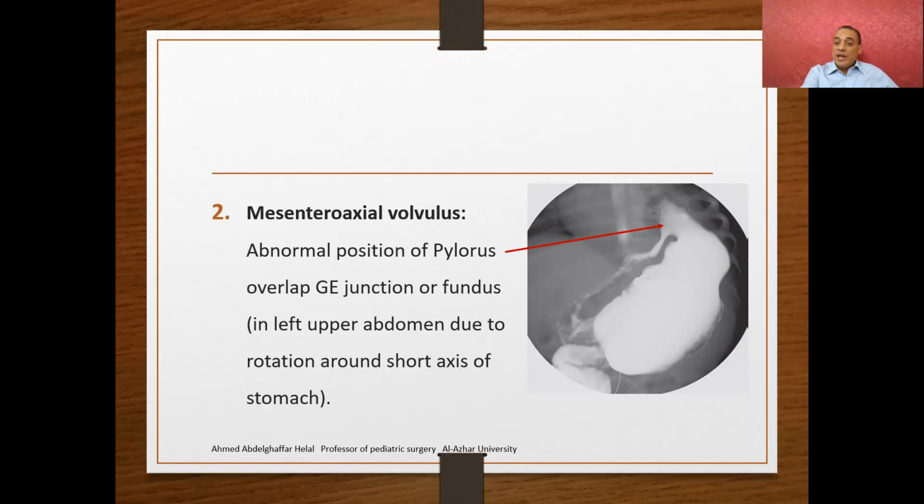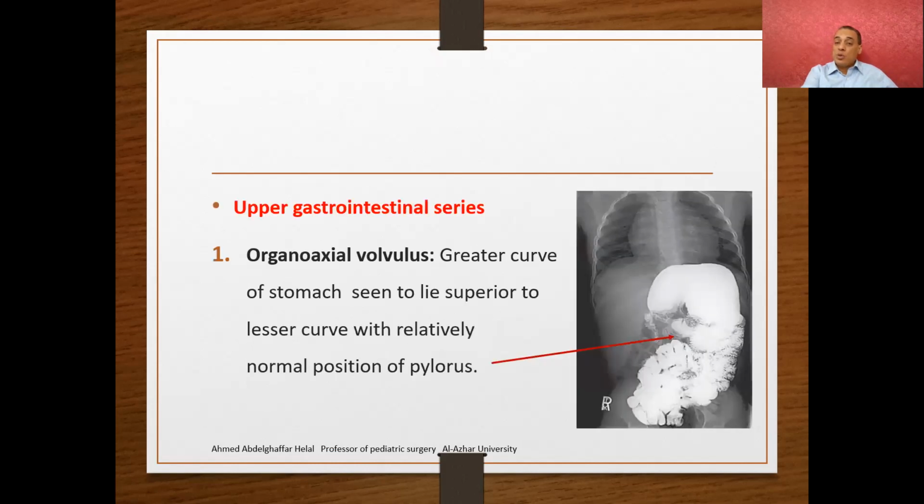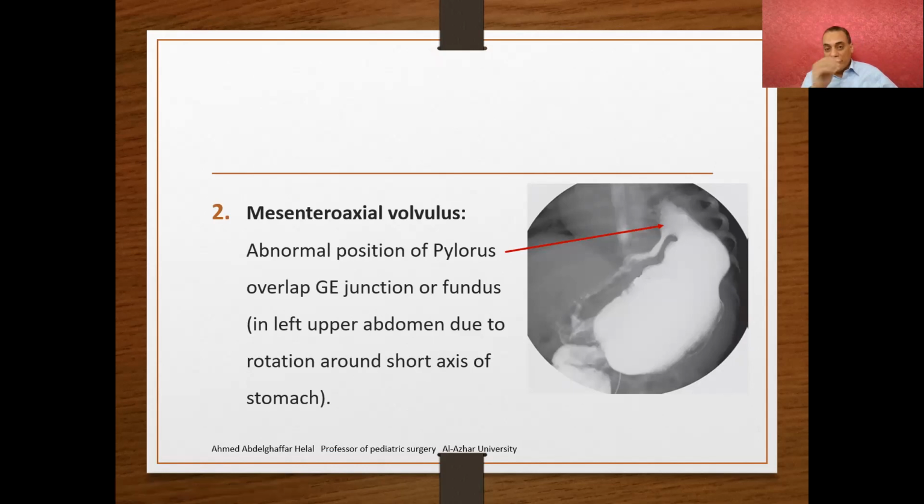Very important, you can differentiate very easily between the two types of volvulus. This type has a relatively normal pylorus, with the greater curve above the lesser curve. However, in such a case of mesenterico-axial volvulus, the pylorus will lie abnormally high, in the left upper abdomen, due to rotation around the short axis of the stomach.